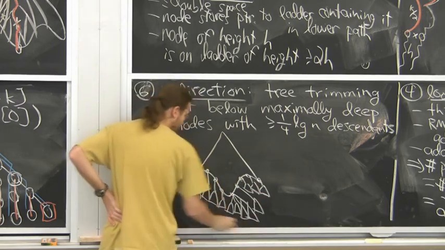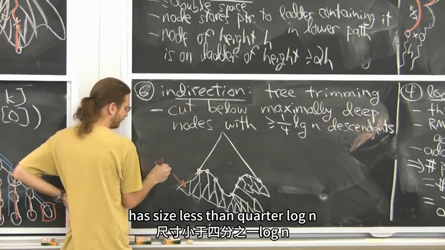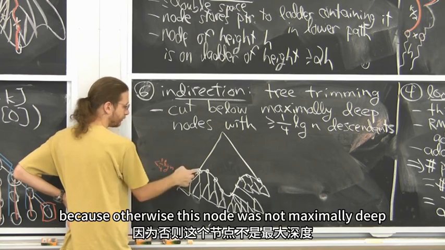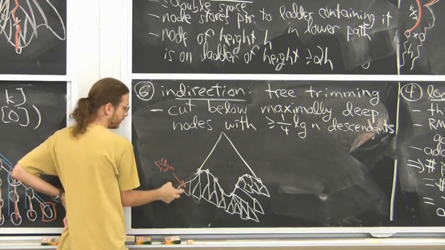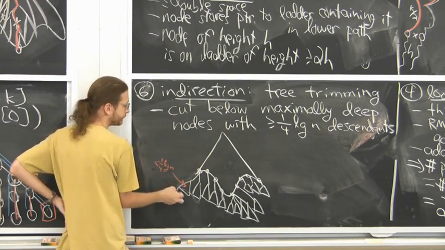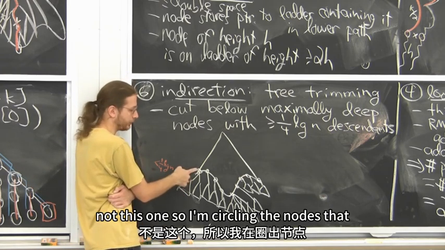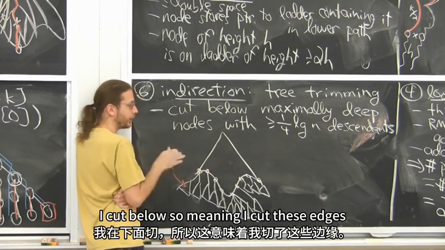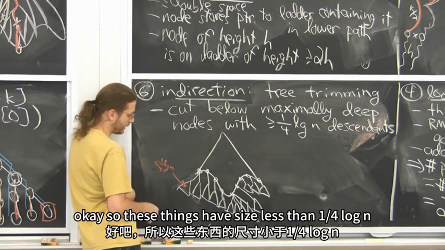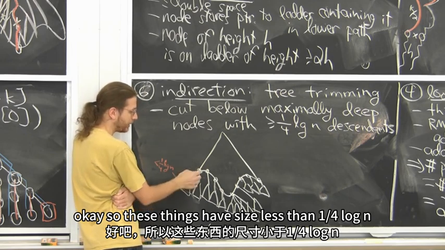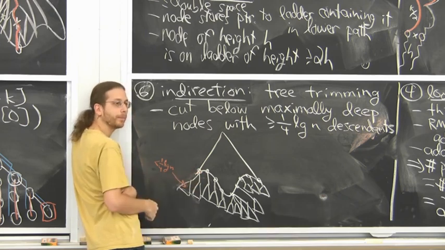Okay, and what I know is that each of these triangles has size less than a quarter log n, because otherwise this node was not maximally deep. If this head size is greater than or equal to a quarter log n, then that would have been the node where I cut, not this one. So I'm circling the nodes that I cut below, meaning I cut these edges. These things have size less than a quarter log n, but these nodes have at least a quarter log n nodes below them.